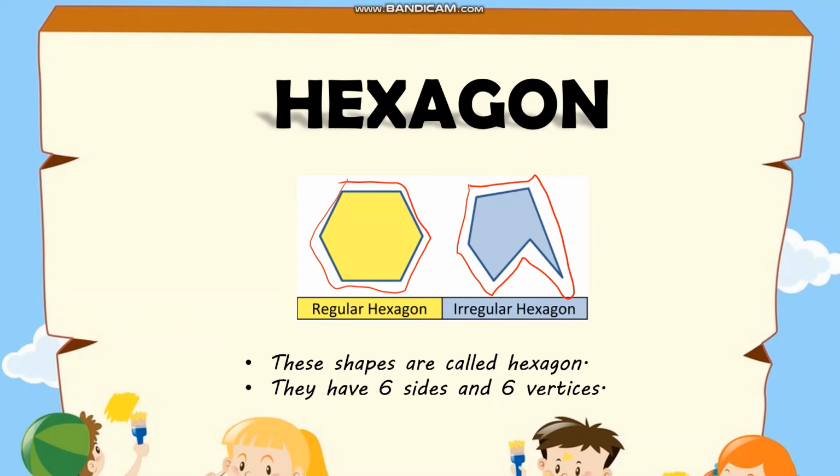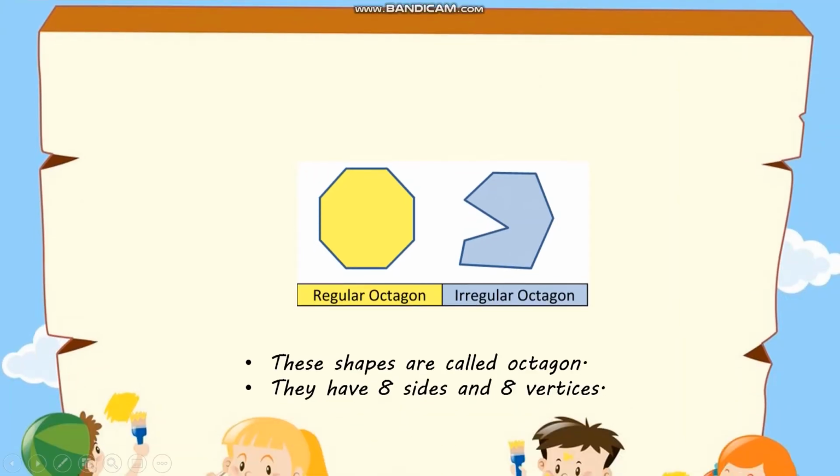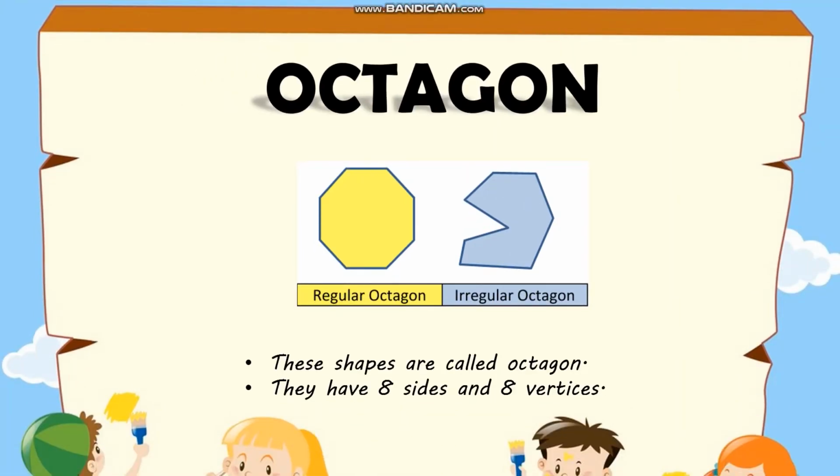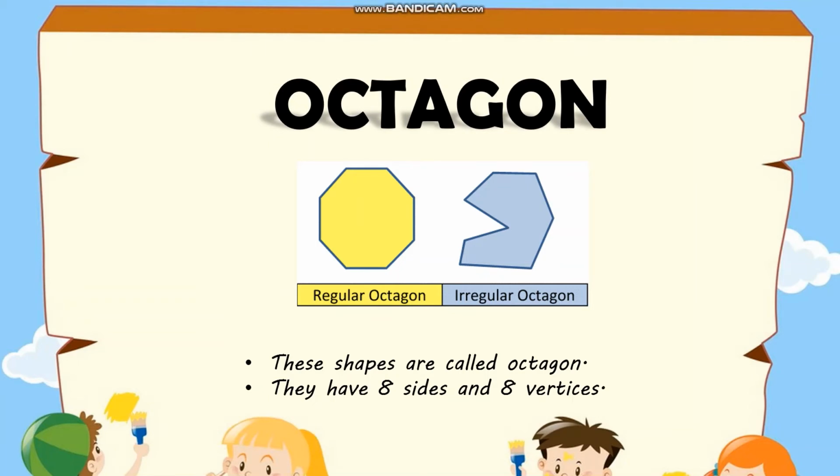Okay, let's move. Now let's go to the next shape. This shape is called octagon. So we have here a regular octagon and an irregular octagon. Each shape has 8 sides and 8 vertices.